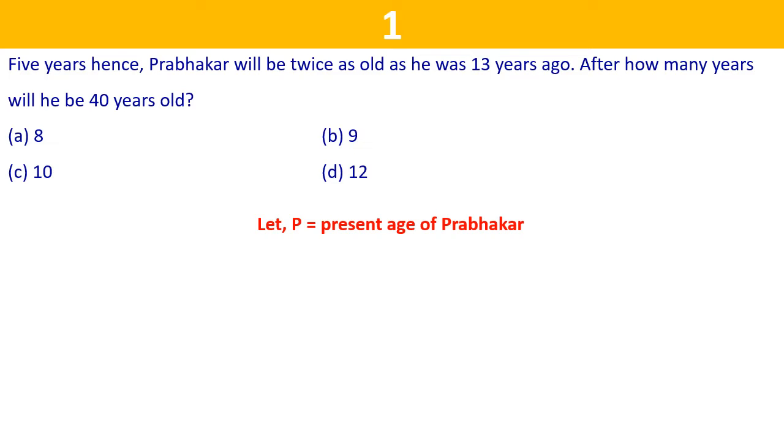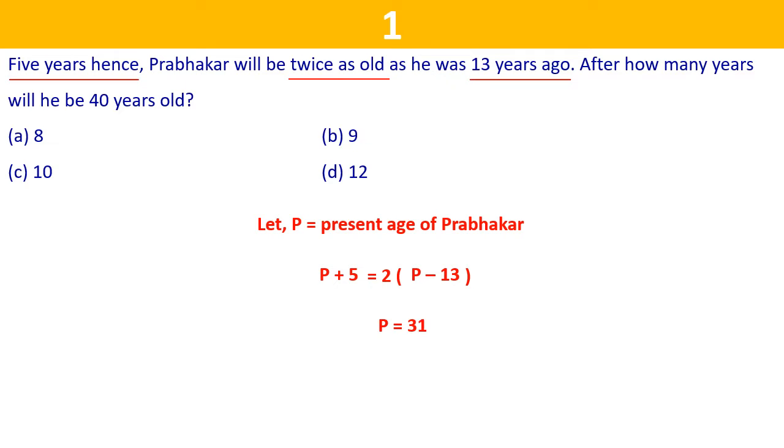Okay. दूसरा स्टेप क्या रहेगा? To frame an equation. क्या बोला है? 5 years hence. So what should we write here? 5 years hence बोला है तो P plus 5. Prabhakar will be twice as old as he was 13 years ago. So उसके लिए अपन क्या लिखेंगे? 13 years ago के लिए we should write P minus 13. Now it is mentioned that Prabhakar will be twice as old as he was 13 years ago. So how will the equation be? P plus 5 is equal to 2 times of P minus 13.